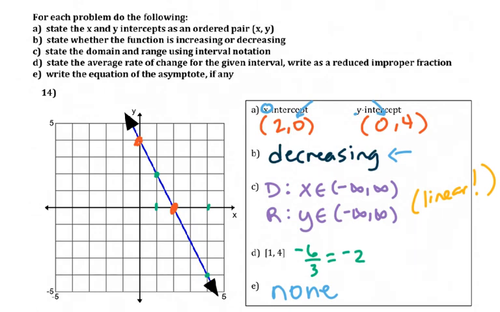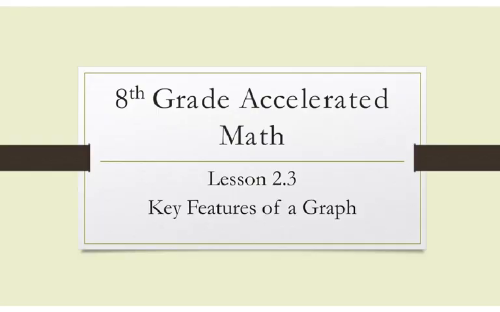Okay, for the rate of change, I did that in green. The interval from 1 to 4, so I made a little mark at 1, made a little mark at 4, and I went up and found the graph, went down and found the graph, and counted the rise and the run. It's going down 6 over 3, so that reduces to -2. And because it is linear, there are no asymptotes.